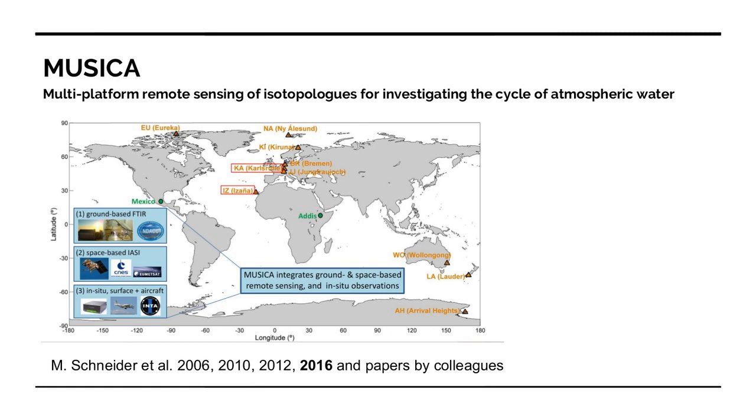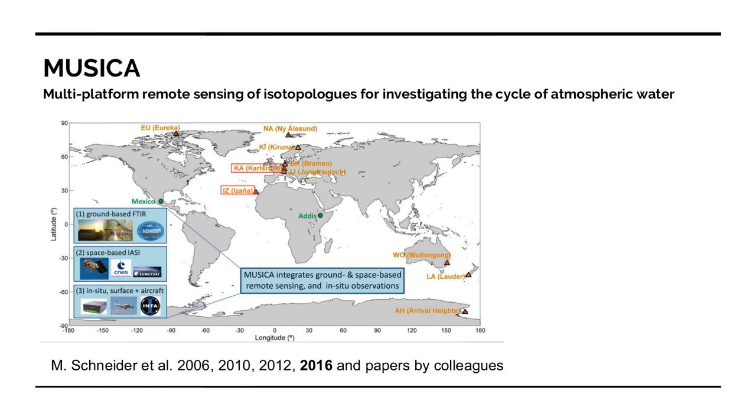The idea here is that instead of just taking the ground-based remote sensing sites, MUSICA is also trying to take information from IASI, a space-based instrument, and also some in situ data on the ground and by aircraft, to try to cover the globe in a broader sense. For more information about MUSICA, I would refer you to some of Matthias Schneider's work and the paper by his colleagues.